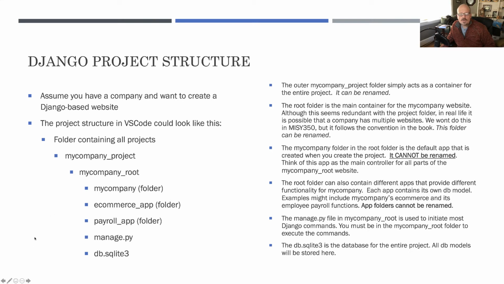And then you also have a couple of files, manage.py and in this case db.sqlite3. Manage.py is a utility file. It is used to initiate most of the Django commands we're going to be using this semester. And the db.sqlite3 is the database for your entire website. That is the My Company root website. And all of the database models and all of the data for your website will be stored there.